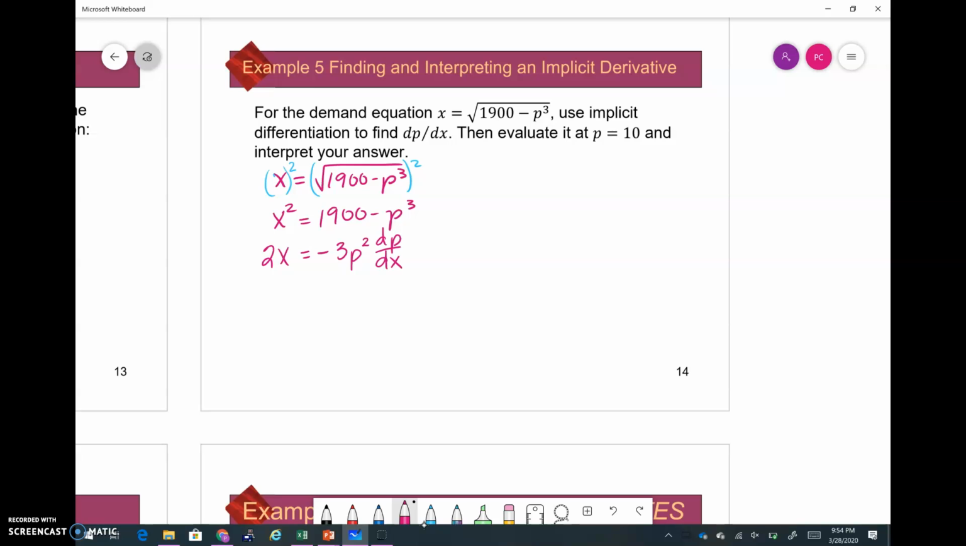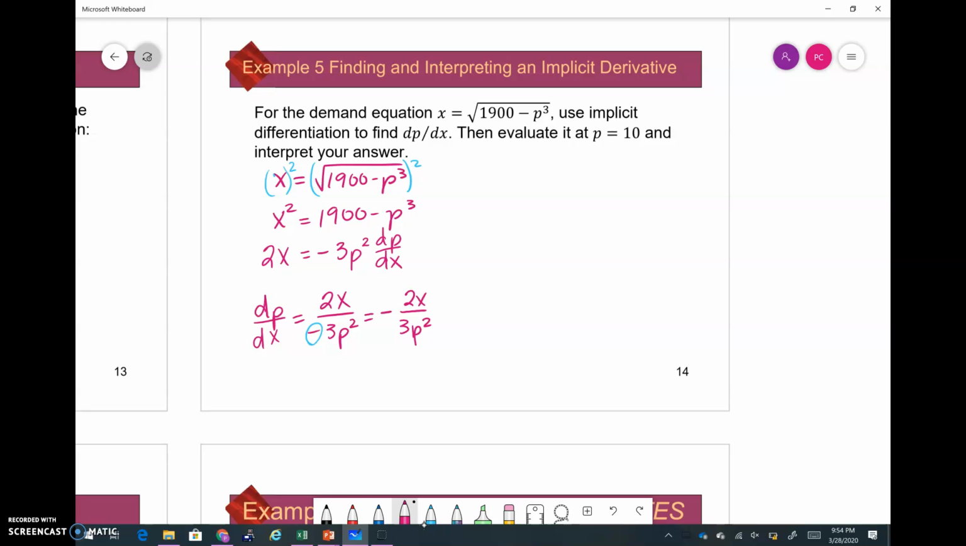So I'm going to divide both sides by negative 3p squared, which would give me dp over dx equals 2x over negative 3p squared. And we wouldn't leave the negative in the bottom. That's bad form. So make sure to either float it out to the front or stick it up in the top. So our differentiation gives us negative 2x over 3p squared.